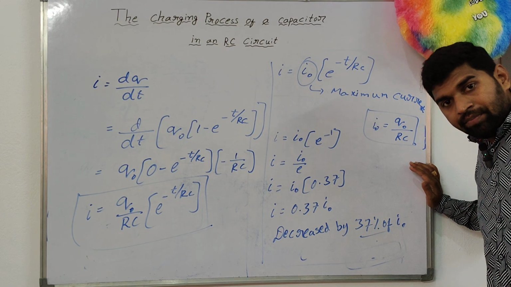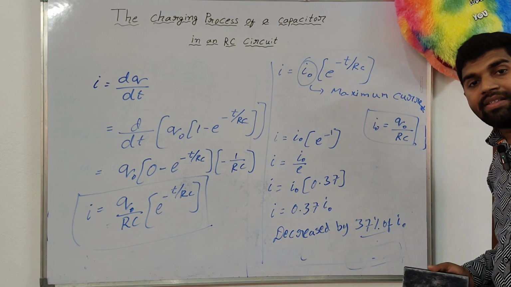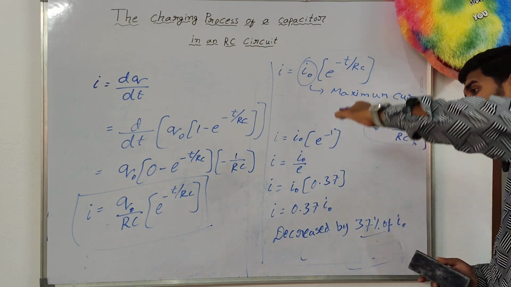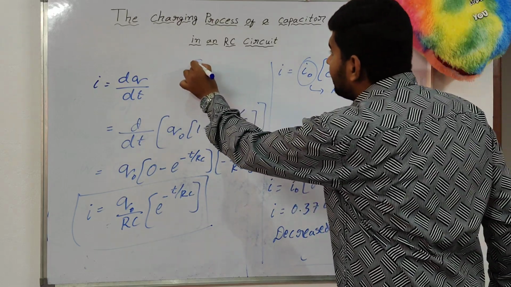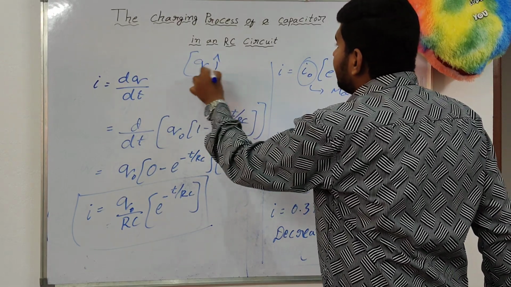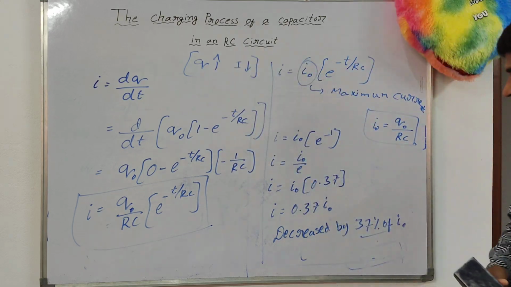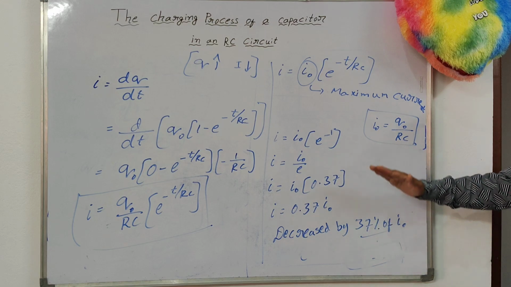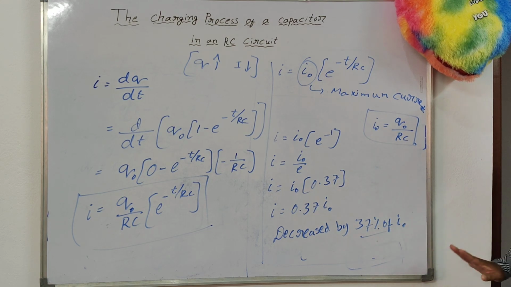If you observe, in the first case, the charge is increased by 63 percentage. If the charge is increased gradually, the current decreases in the circuit. If the charge Q increases, the current I decreases. In this case, the current decreases by 37 percentage of its maximum value. Is that clear?